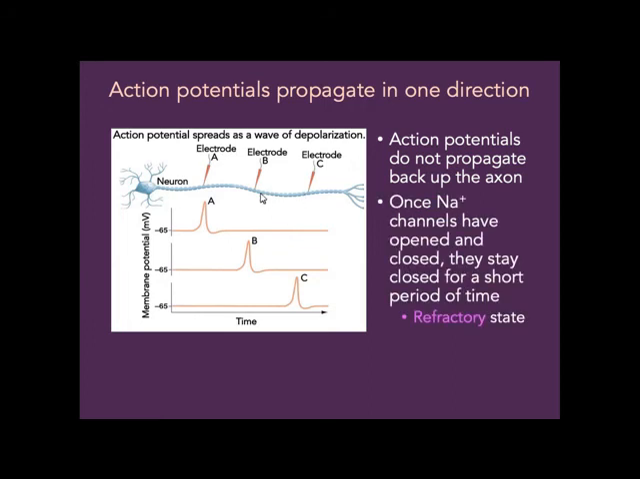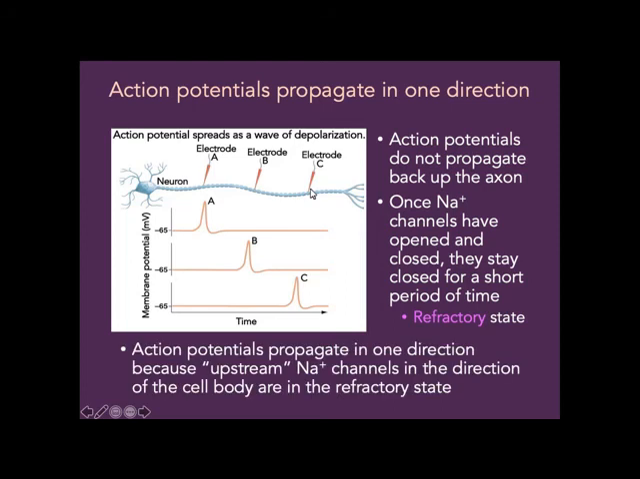And this is because once the sodium channels have opened and closed, they have to stay closed for a short period of time before they reopen. So that's called the refractory state. Because this part of the neuron has already had the channels open and close, when this part of the neuron depolarizes, it doesn't send the wave backwards, it only sends it forwards to the sodium channels that haven't yet been opened. So we say that action potentials propagate in one direction because the upstream sodium channels, the ones in the direction of the cell body, are in a refractory state. So that's pretty much what I just described.